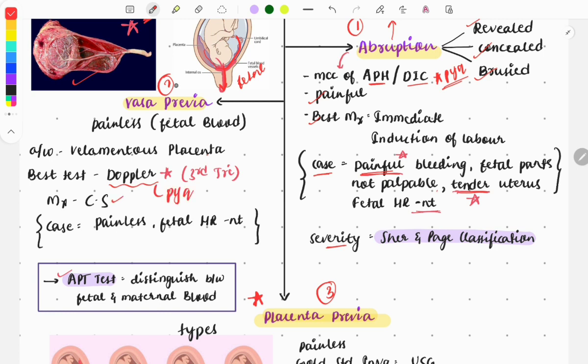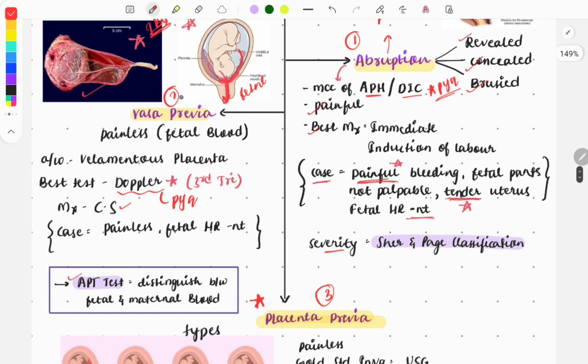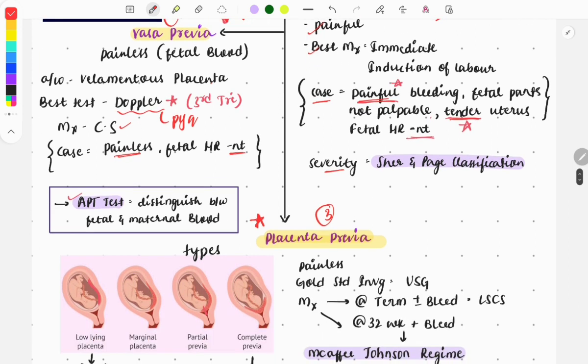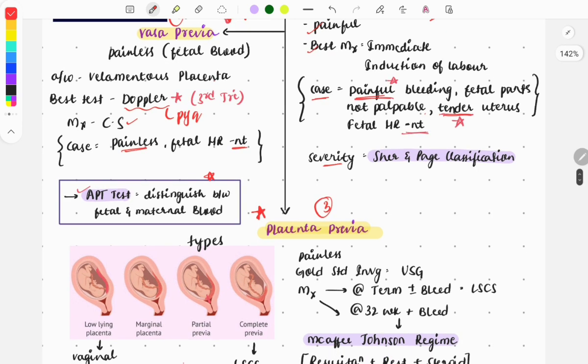Then management is cesarean section. If a clinical case is given, then things will be like painless bleeding and the fetal heart rate will be absent. Then there is a test called the APT test to distinguish between fetal blood and maternal blood. This was also a PYQ: which test helps us to distinguish between maternal and fetal blood, and the answer is the APT test.